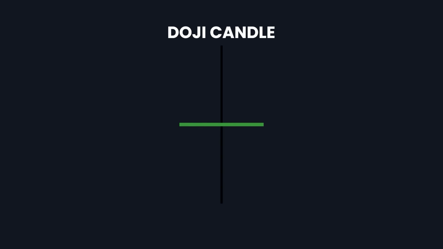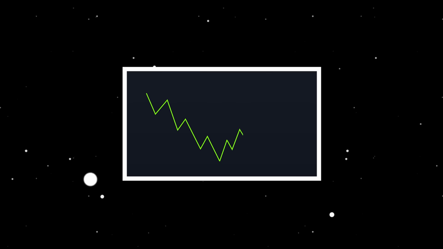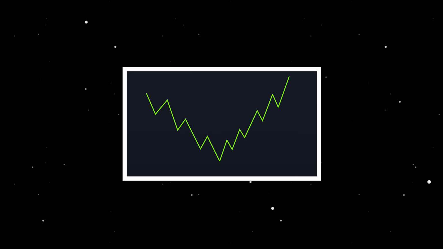Next, we have the Doji candle. The Doji candle is one of the most important reversal indicators you need to understand. This candlestick has an extremely thin body with wicks extending from both sides, representing market uncertainty and indecision. What makes this candle so powerful is that it shows neither buyers nor sellers could gain control during that period. When there's uncertainty in the market, price often reverses in the opposite direction of the previous trend.